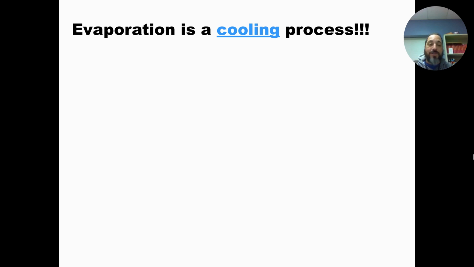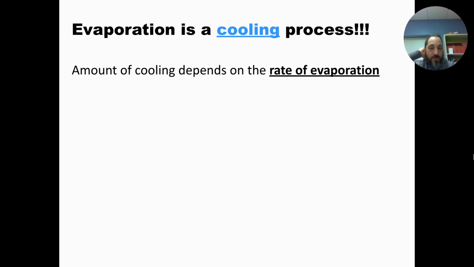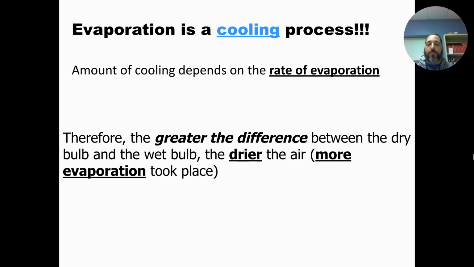So evaporation is a cooling process. This is how sweat works, right? When you're outside working out, you start to sweat, right? That's a way for your body to cool off, because the process of evaporating, the changing that liquid into a gas, is actually pulling energy from you. It requires energy. So the amount of cooling depends on the rate of evaporation. So the greater difference between the dry bulb and wet bulb temperature, the drier the air, so more evaporation is going to take place. If my dry bulb and wet bulb are very close to each other, that means my air is almost nearly full.